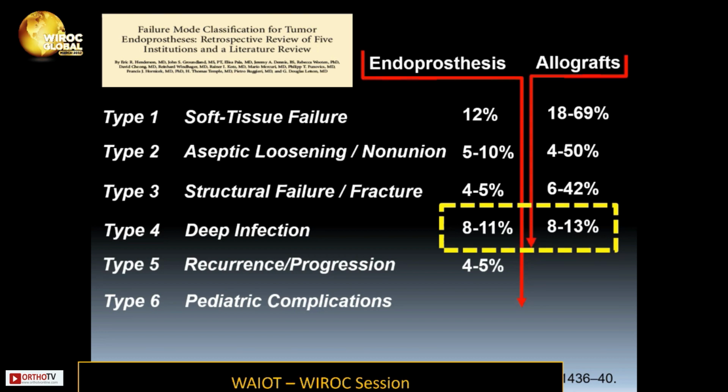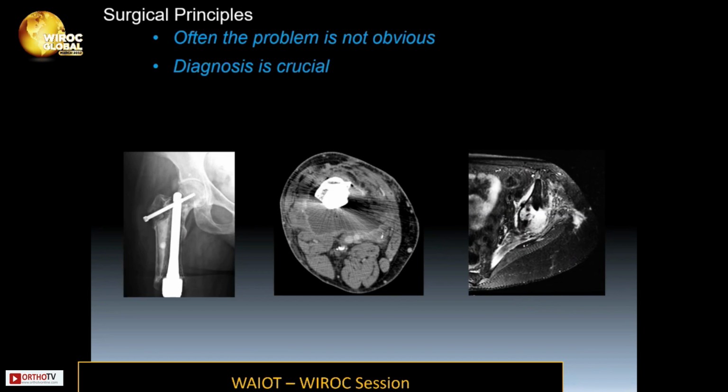And as you can see here, a type 4 complication, which is a deep infection, can go up to 8 to 13% of cases. The surgical principles must be maintained. Often the problem is not obvious and diagnosis is crucial.